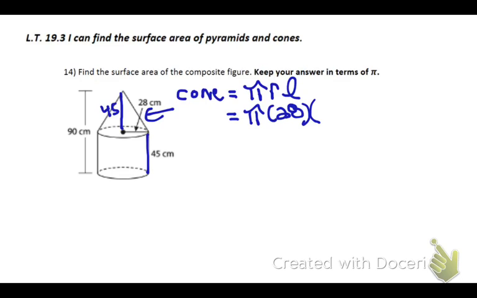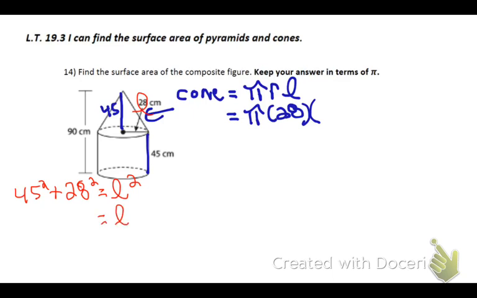So off to the side, we're going to do a little Pythagorean theorem. So we're going to do 45 squared plus 28 squared equals L squared. So this L is not given. Okay, so that's the L.